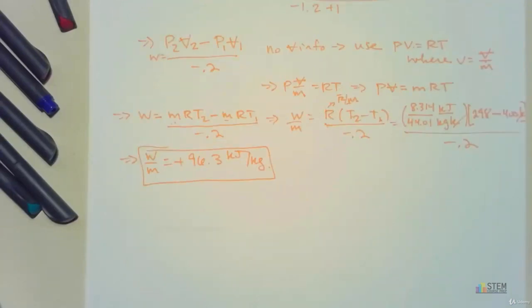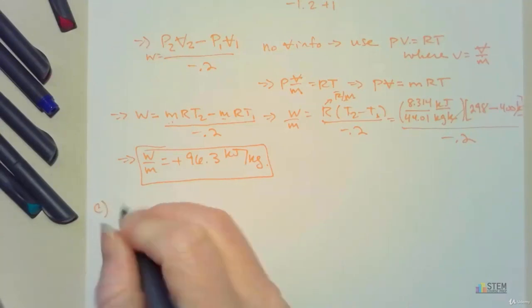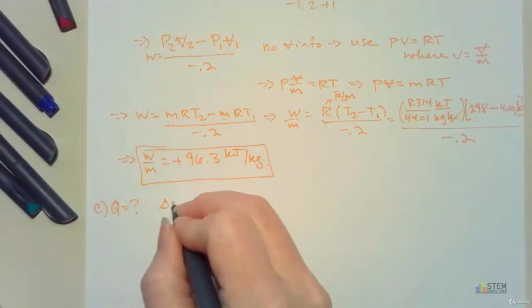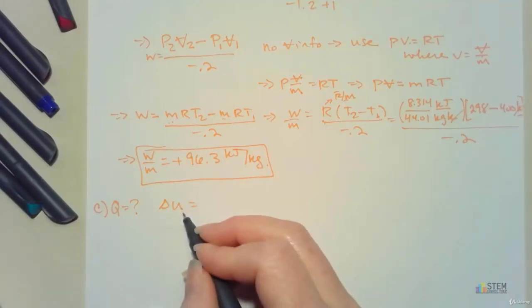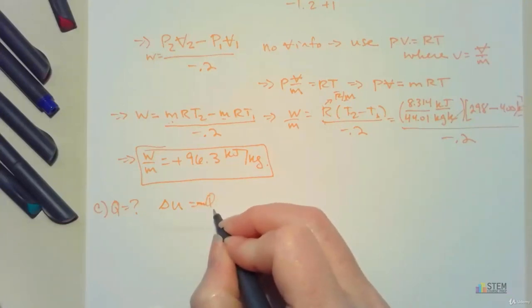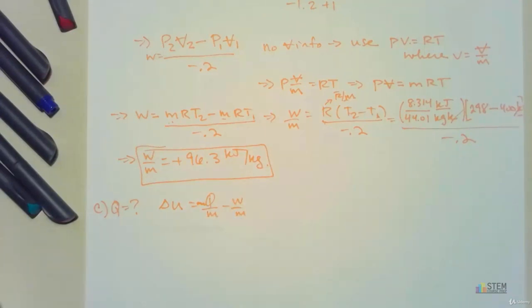And the last thing we need to do is find the answer for part C, which is to find Q, the energy transferred by heat. So Q equals something. We have to figure out what it is. Let's look at the equation we have. We already established before that delta U has to equal Q over M minus W over M. So we've got that. We found W over M, and if we can find delta U, then we'll be able to solve for this, right?